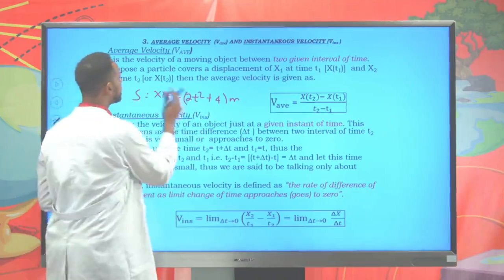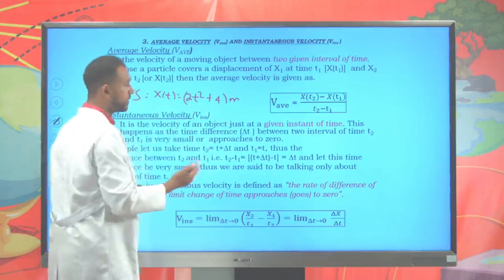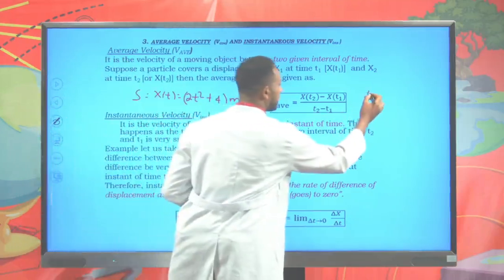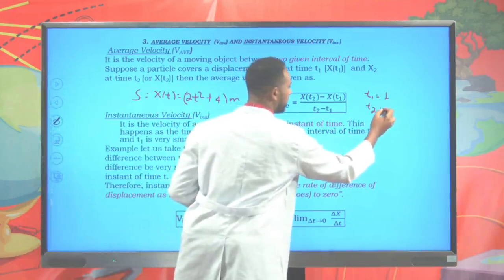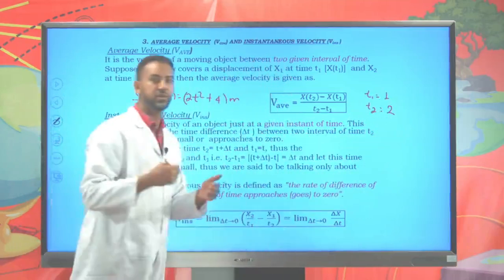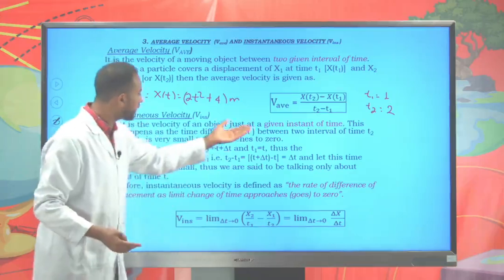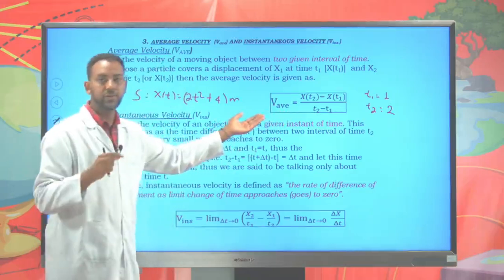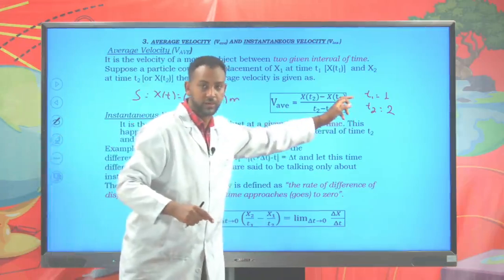In this case, if you are asked to find the average velocity between two time intervals, let's say between time t1 is 1 second and time t2 is 2 seconds, what is the average velocity between the two? That might be the question. So to find the average velocity, you have to find the displacement at the two different times.